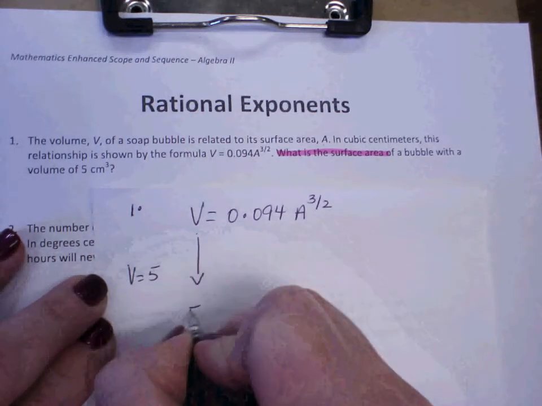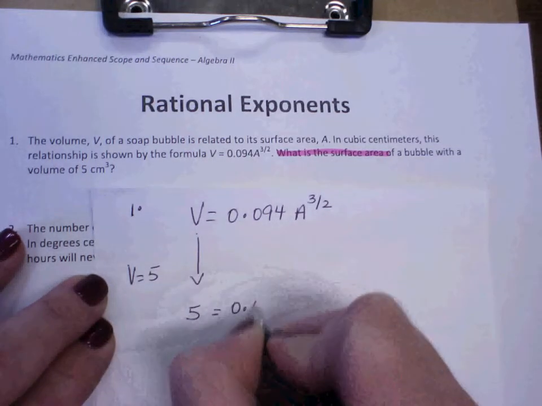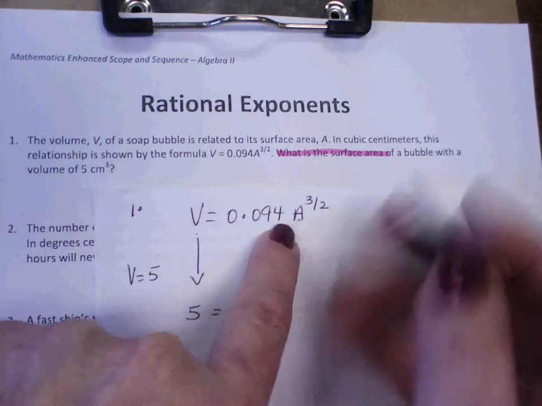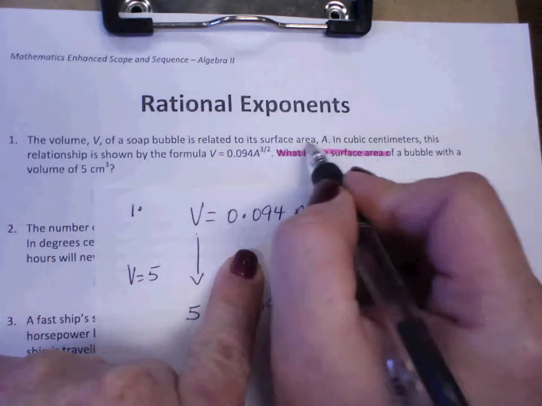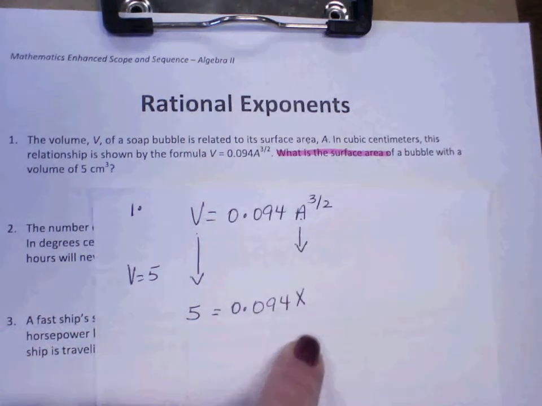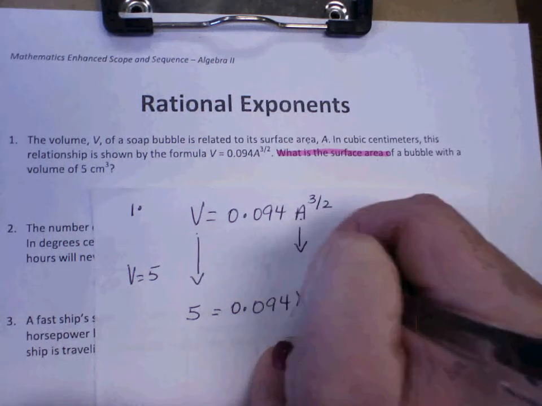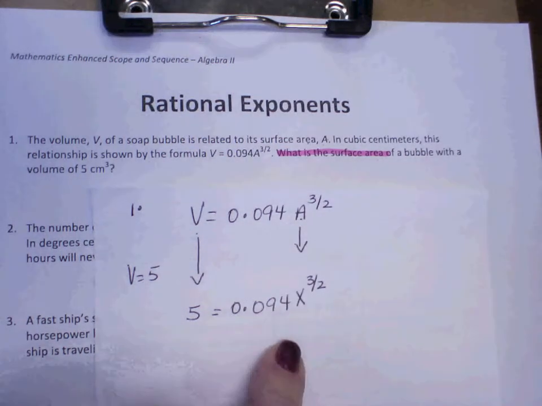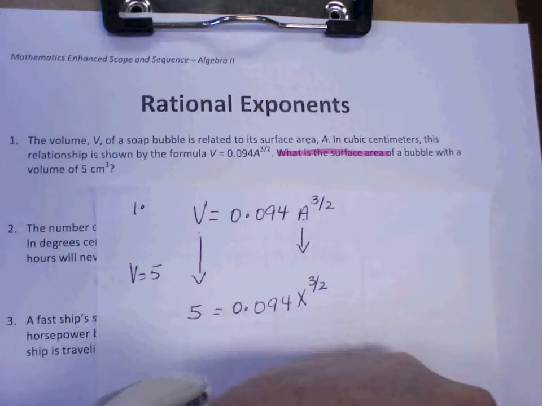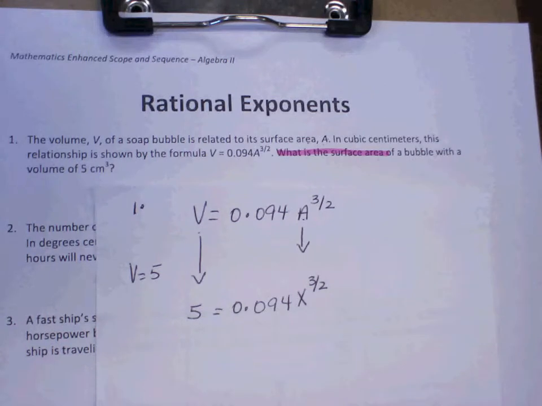So where do I substitute that 5? For the V. Volume is 5, which means this would be 5 equals 0.094. You're looking for your surface area, and it tells you right here, surface area is A. So that would be your X, and that's to what? 3.5. Very good. So we got 2 options.